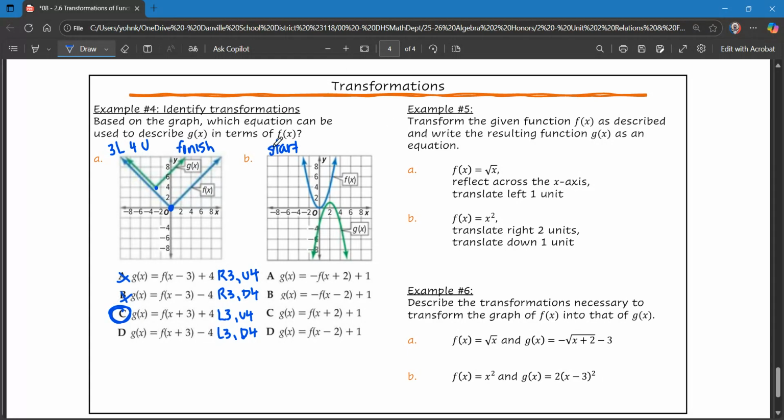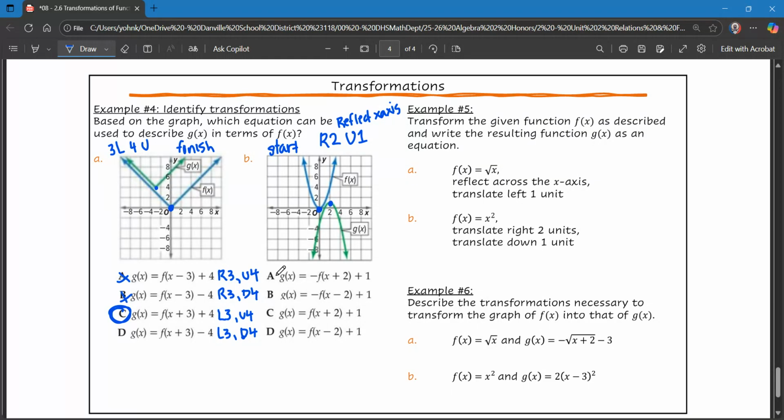All right, if you're looking at letter B, we're again trying to go from f to g. So it starts at 0, 0, ends at 2, 1. So that is right 2 and up 1. So let's look at the choices. Oh, and also it's reflected. Reflected over the x-axis. That means that there has to be a negative on the outside.